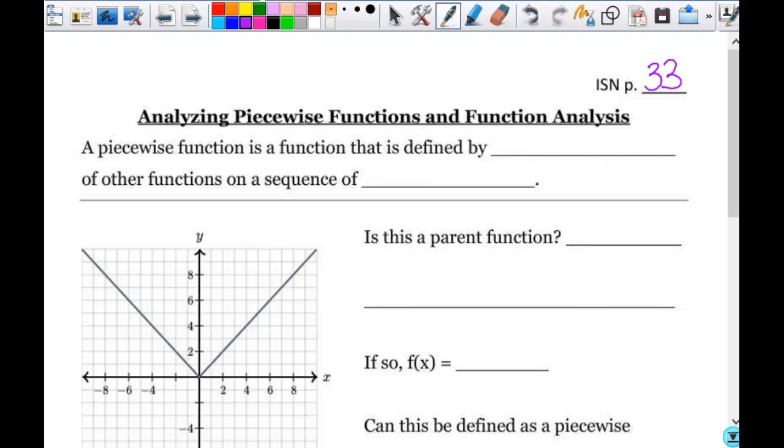Piecewise functions. I know they're not brand new to you, but we're going to define what they are. A piecewise function is a function that is defined by pieces of other functions on a sequence of intervals. That's why it's called a piecewise. You piece other functions together. You have intervals on which you're looking at them, though. We're not looking at the whole thing.